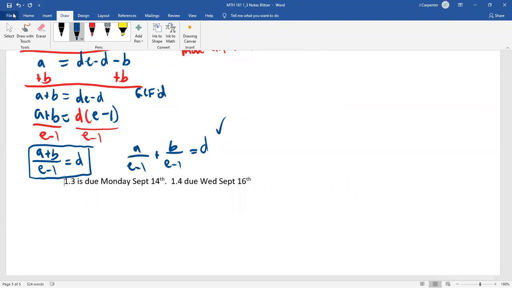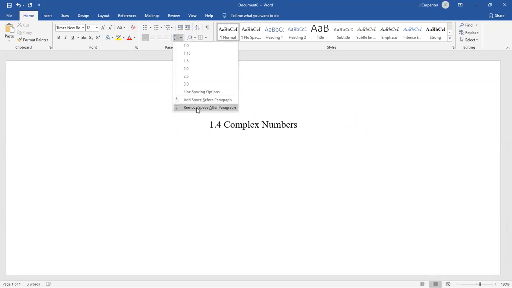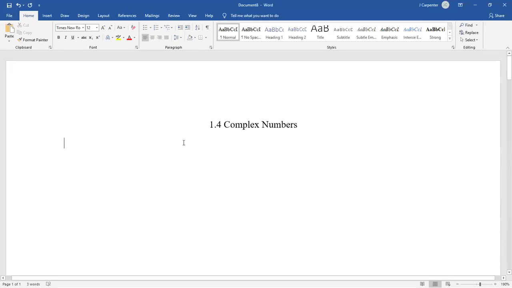All right, so let's move on to 1.4. They're called complex numbers. Just give myself some space. Social distancing in my Word file, if you will. All right, complex numbers. This does not mean complicated numbers.